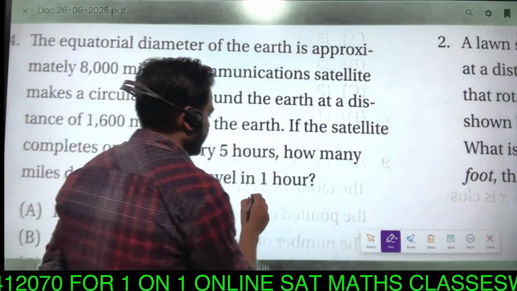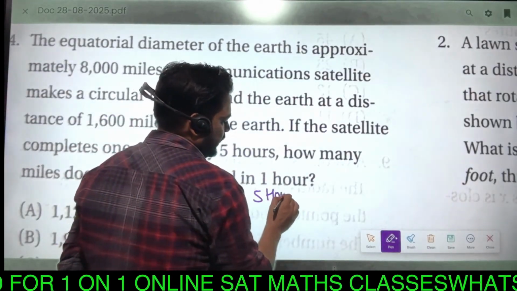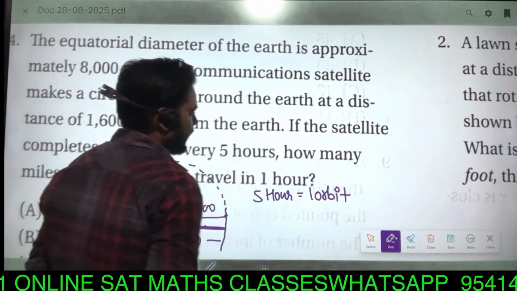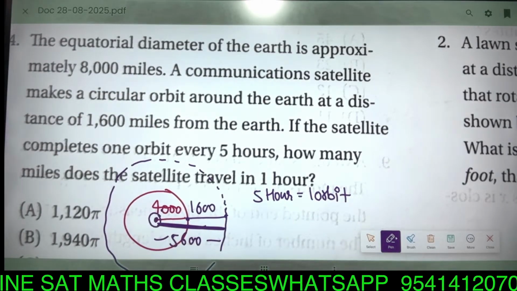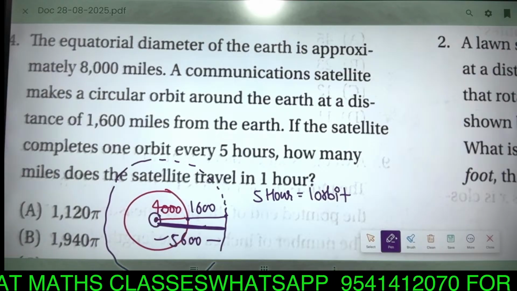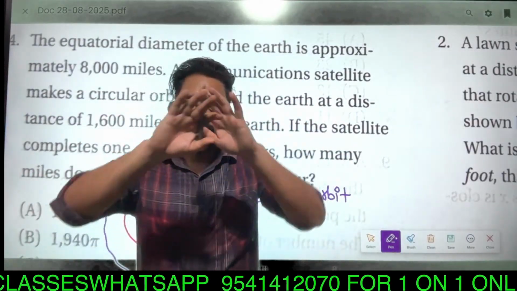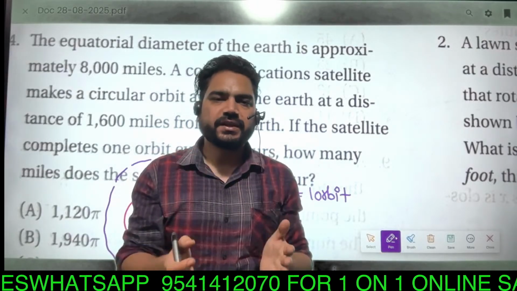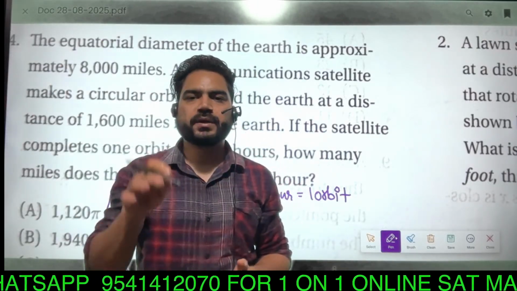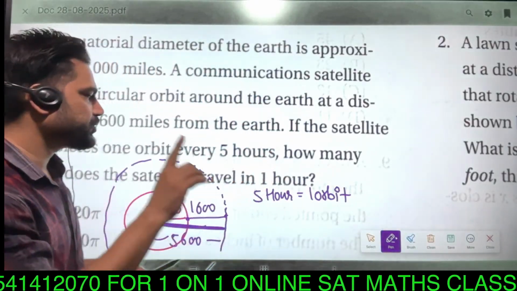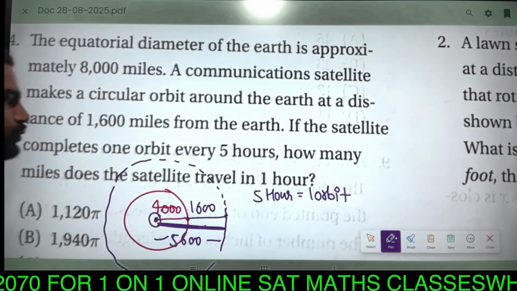It is saying that in 5 hours it is completing one orbit. In one orbit, whether they talk about any circular object, whether it is a wheel or a circular orbit, the distance traveled is always 2 pi r. Okay, in one revolution, one orbit, the distance traveled is 2 pi r.